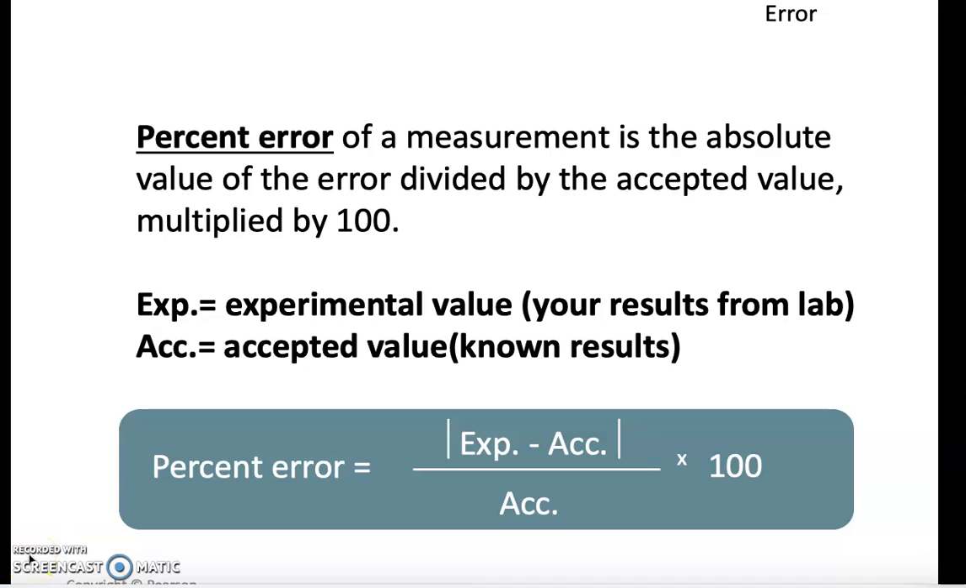Okay guys, just make sure you keep this percent error formula handy for laboratory results.